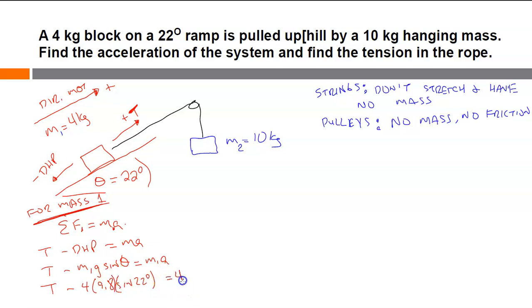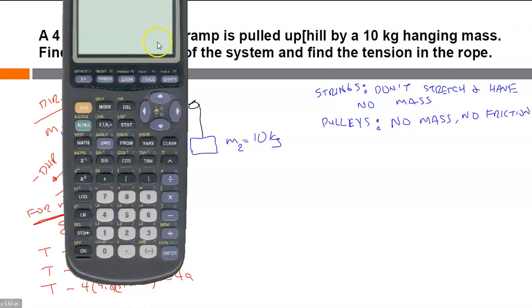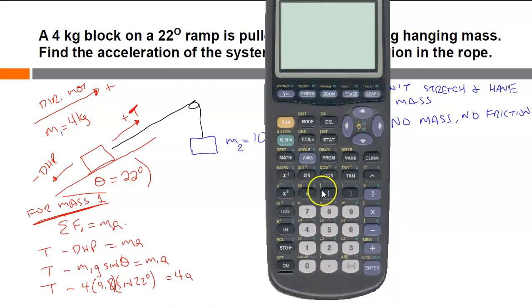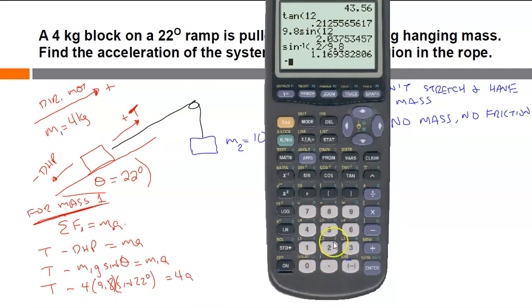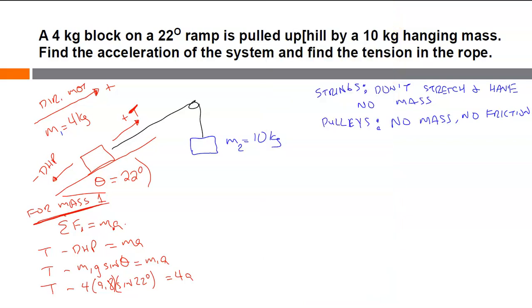And over here I've got 4 times A, like that. I can't do anything except punch up that middle stuff right there. So let's see what we got. I'm going to take the negative 4 times 9.8 times the sine of 22 degrees, and that's a negative 14.7. All right, so about as simple as I can make this: T minus 14.7 equals 4A.